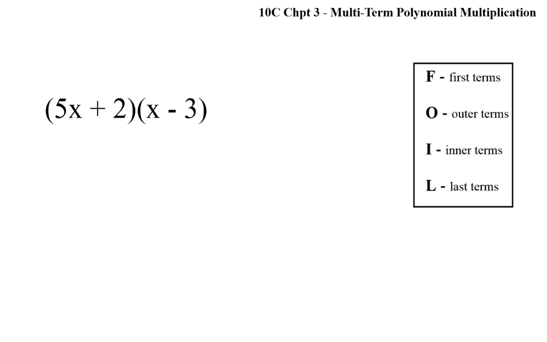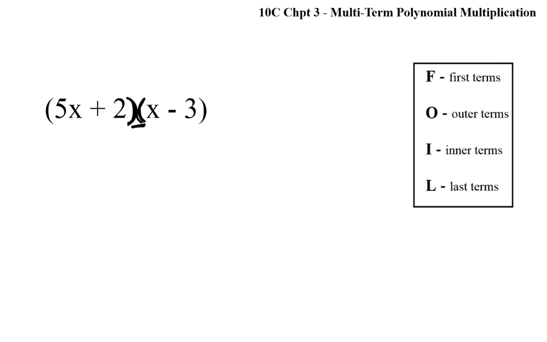Give this one a try. Give it a try on your own. Pause the machine, and then we'll do it together. So again, it's a binomial times a binomial because bracket beside a bracket means multiply. I'll show you in a second why that becomes important.